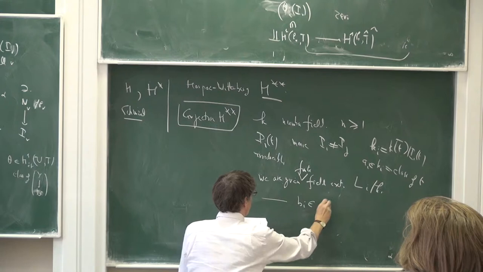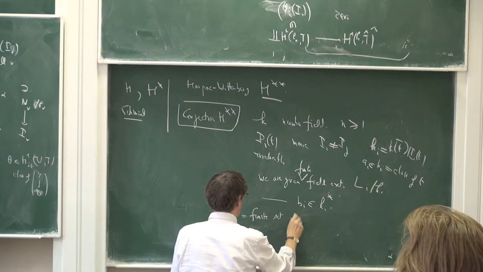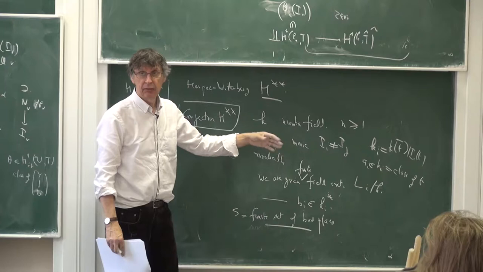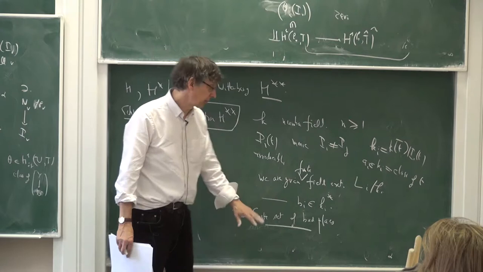And then S is a finite set of bad places. I won't write it down, but it's obvious. So we want all the polynomials p_i to be integral away from S. We want the reduction to be separable. We want the extension L_i of k_i to be unramified away from S. We want the b_i to be units away from S. And that's basically it. So this is always the same set of bad places for this situation.